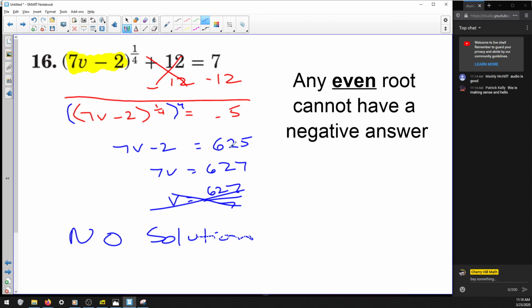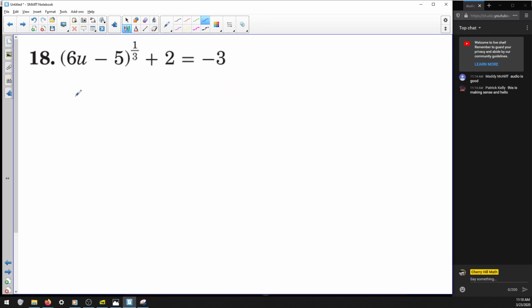So that one's up. I can pop back to it. I'm going to move on to the next one, but if you have a question, let me know. Notice problem number 18. This was another one on that worksheet. This one is a cube root because it's raised to the 1/3 power.